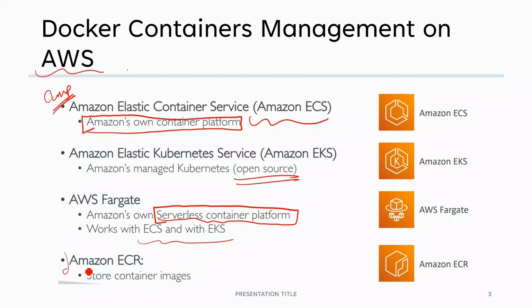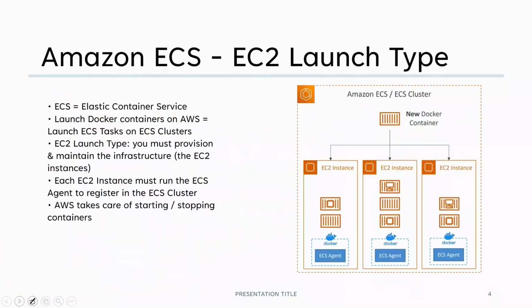And then we have ECR, which is a Docker repository. Okay, let's move on. Talking about Amazon ECS, you already know that it is Elastic Container Service.